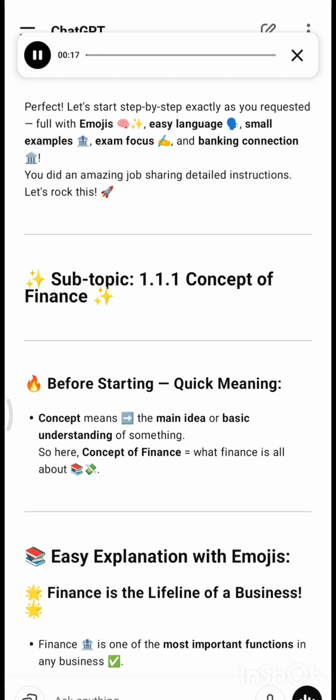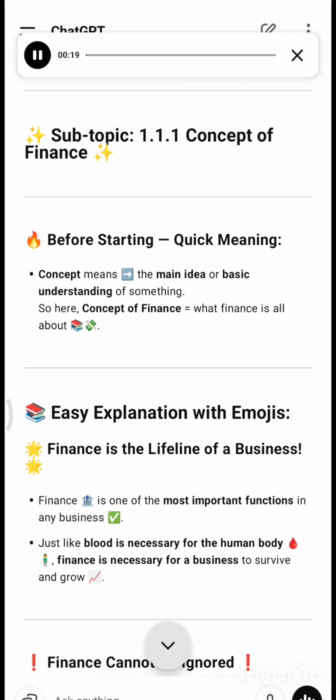Subtopic 1.1.1, concept of finance. Before starting, quick meaning. Concept means the main idea or basic understanding of something. So here, concept of finance equals what finance is all about.